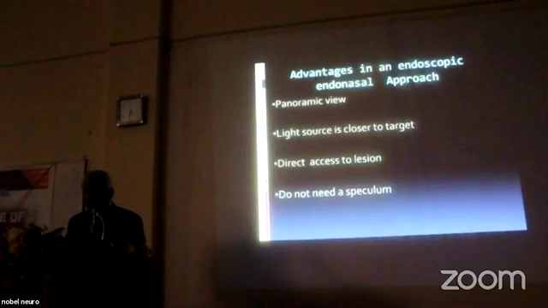The advantage of the endoscope as compared to the microscope is that it gives you a panoramic view. You'll have a look at this picture and you'll see as if there's a movie going on. The light source is closer to the target, with direct access to the lesion, and you do not need a speculum. You just expand and go through those structures and you'll find enough space to maneuver your instruments there.